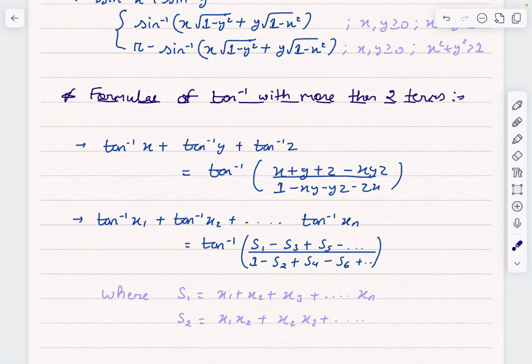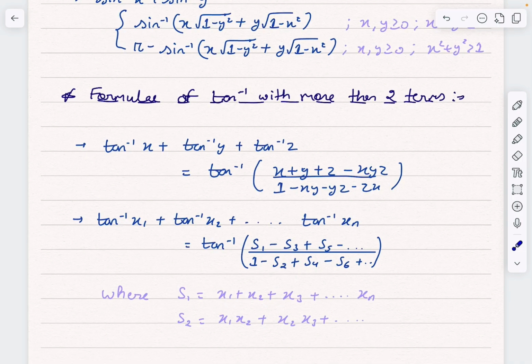And the formula of tan inverse when more than two terms are there. But here, conditions and all will not be mugged up. I just give you the formula. Again, rarely will it be used. Tan inverse x plus tan inverse y plus tan inverse z will be tan inverse of x plus y plus z minus xyz divided by 1 minus xy minus yz minus zx. Again, conditions will be there, but we don't need to mug it up here.